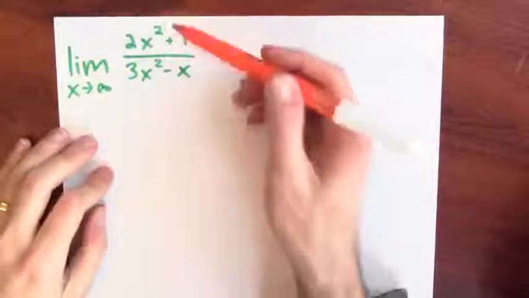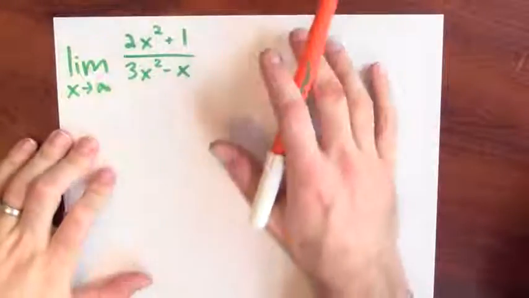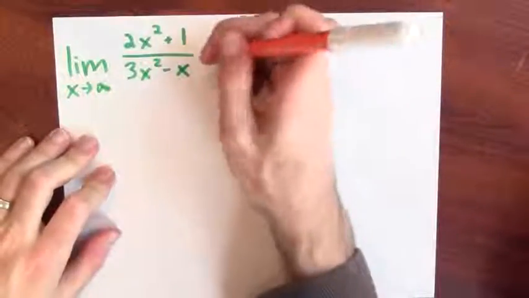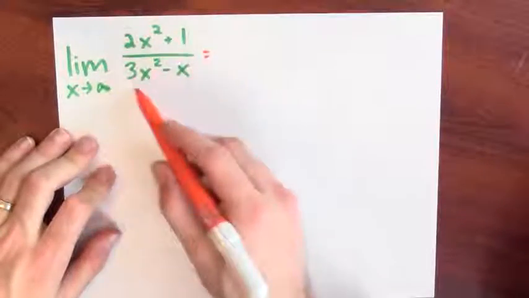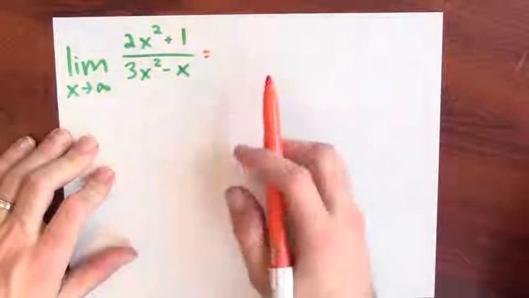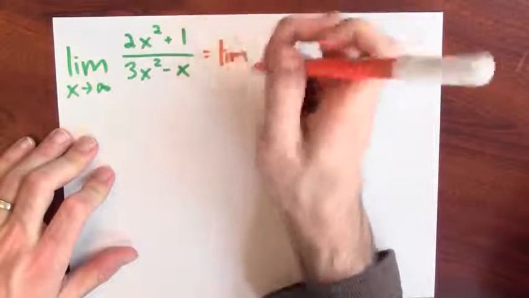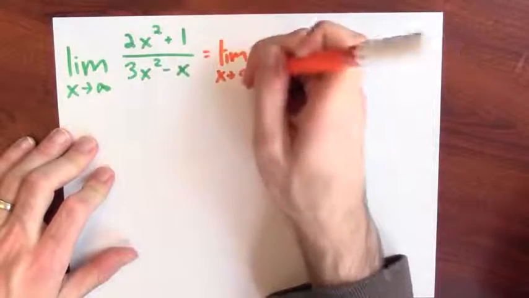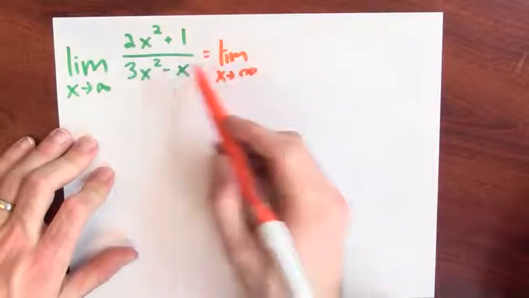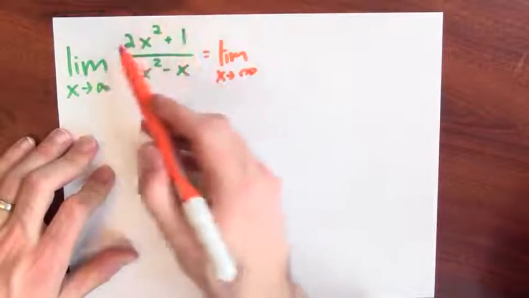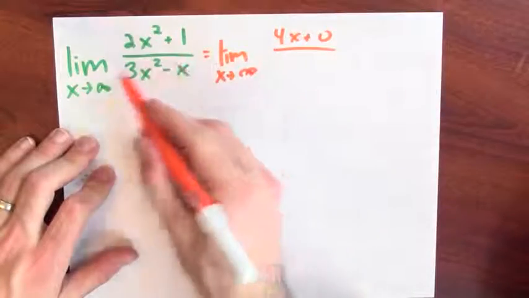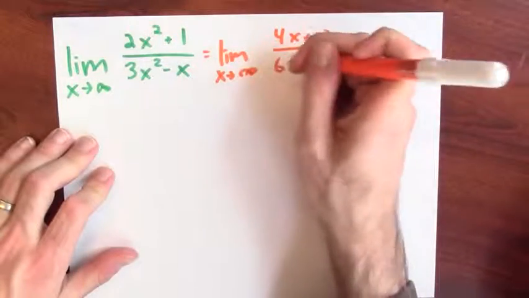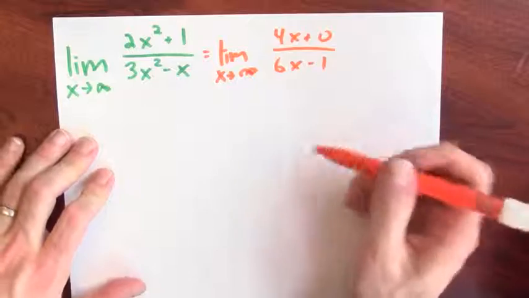Well, here's an example. This is an example you really don't need to use L'Hôpital on, but at least it demonstrates what the technique is. The limit of the numerator is infinity, the limit of the denominator is also infinity, though that's maybe a little bit harder to see, and consequently we could use L'Hôpital, and it would tell us to compute instead the derivative of the numerator, which is 4x plus 0, divided by the derivative of the denominator, which is 6x minus 1.